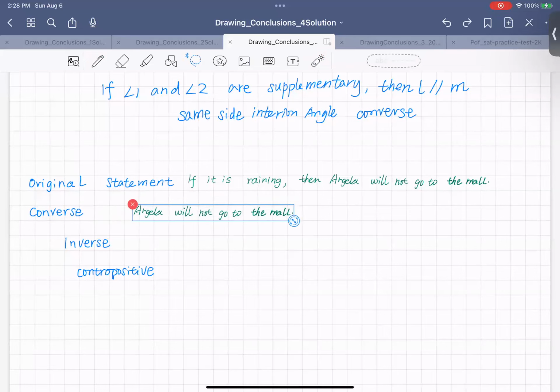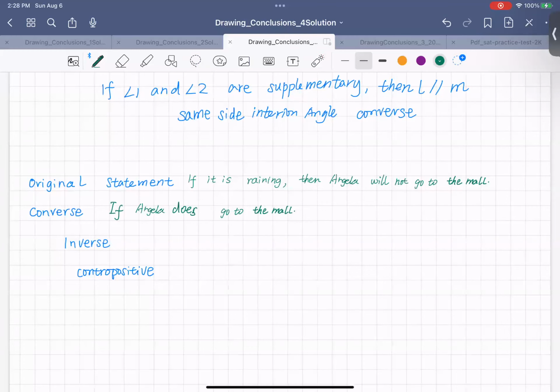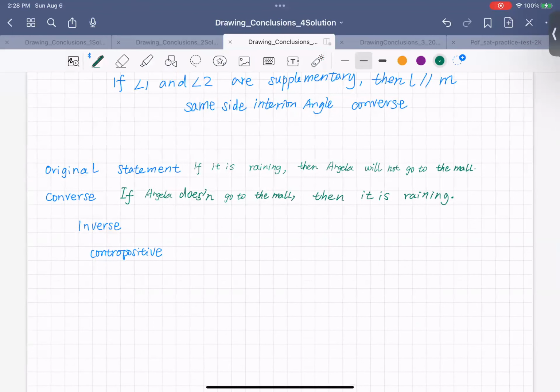The converse is switching A and B. So it's if Angela does not go to the mall, then it is raining. Make sense? Yes. This is called original. This is called converse. So the original is from A to B. If you want to get the converse, you will just put B, then A.